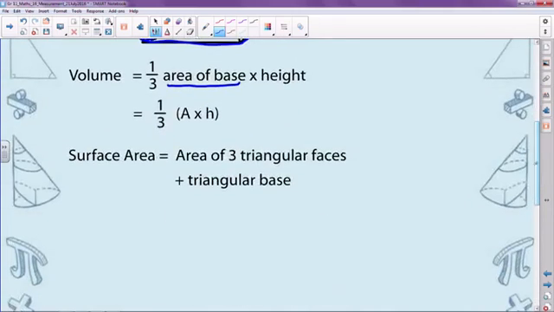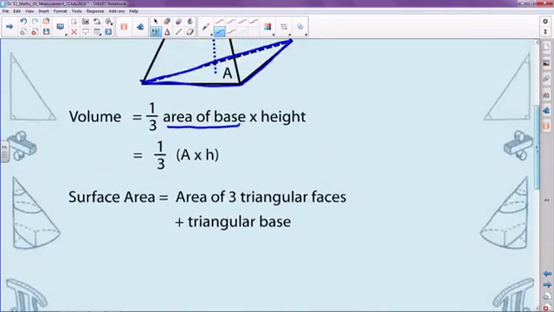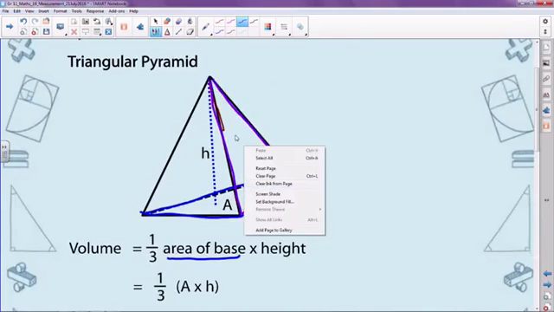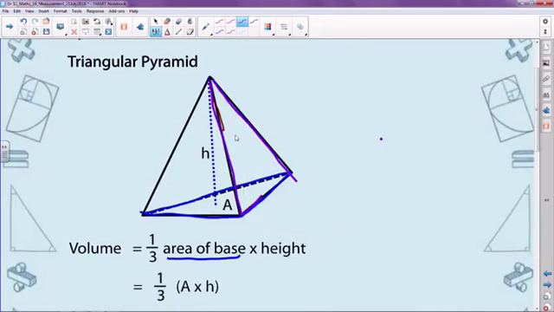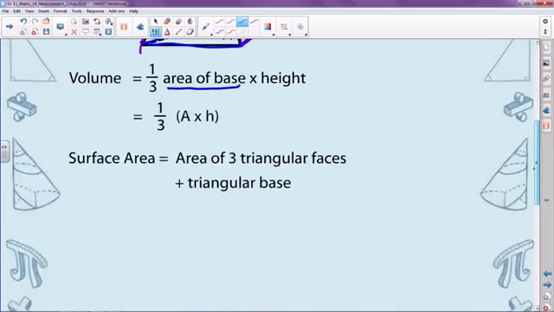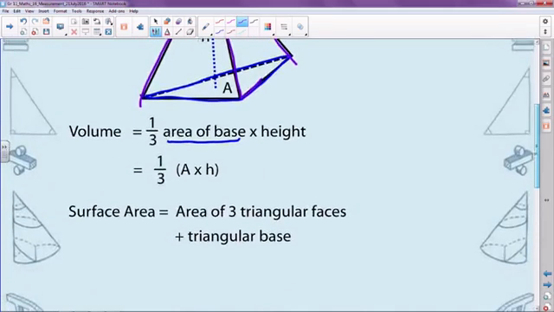And the surface area is the area of the 3 triangular faces, okay? So you've got this face here. Let's just use a different color. So this face, which is a triangle, then you've got another triangle, which is like the front, and then also the triangle there at the back. So you've got those three faces plus the area of your triangular base.